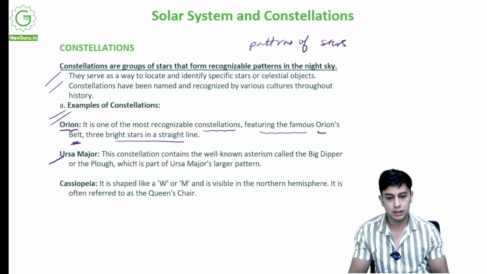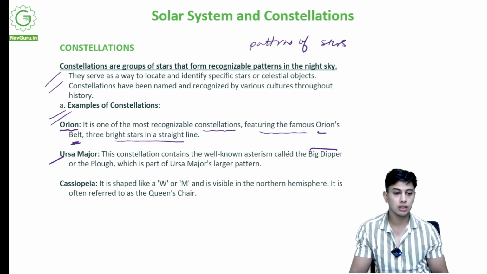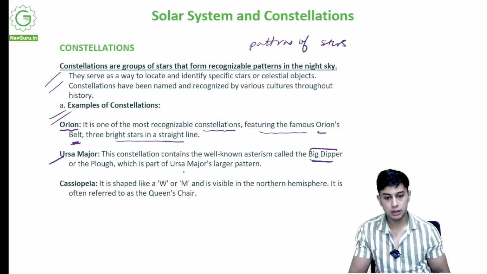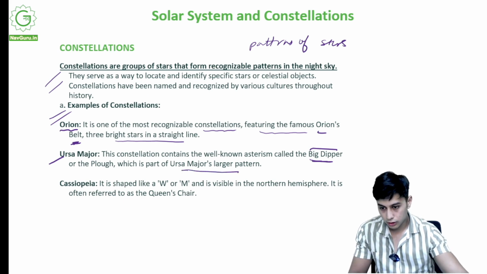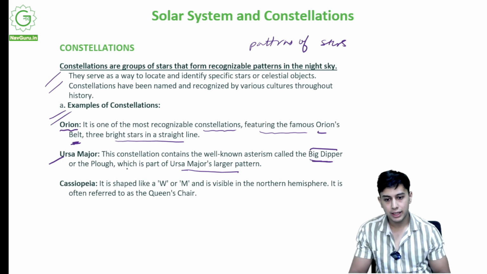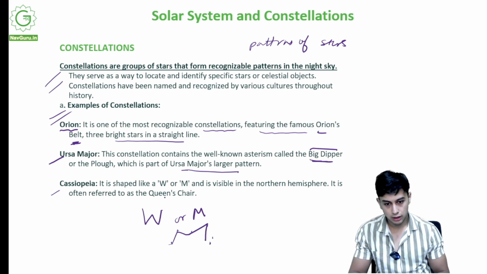Now we have Ursa Major. This constellation contains a well-known asterism called the Big Dipper. I'll show you Ursa Major as well, or the Plough, which is Ursa Major's largest pattern. This is Ursa Major or the Big Dipper. Also I have Cassiopeia. It is a shape like a W or an M, like 1, 2, 3, 4, 5. So this will be formed. It is also called the Queen's Chair.